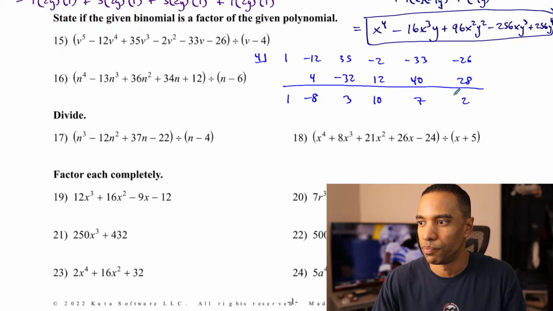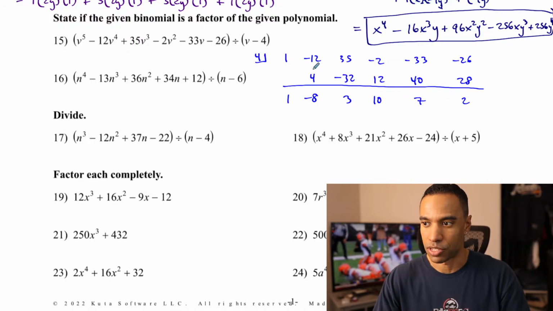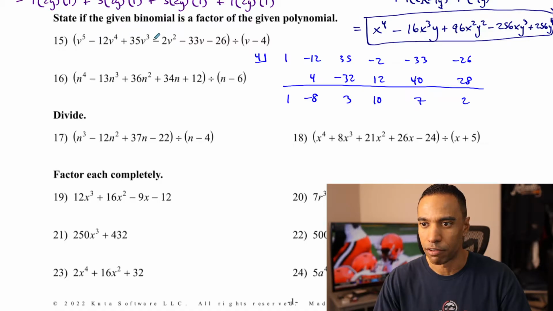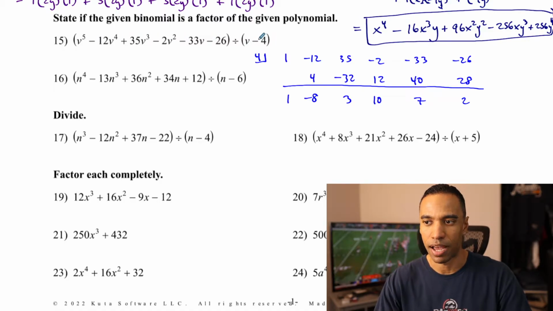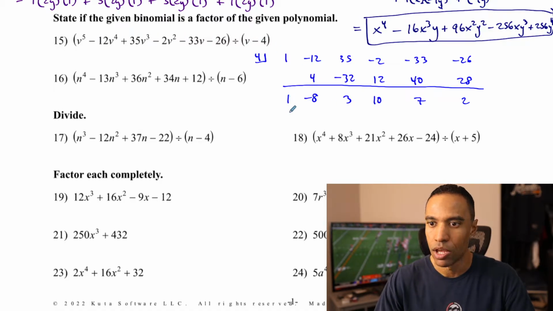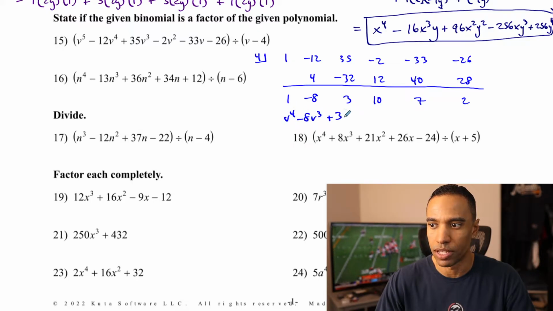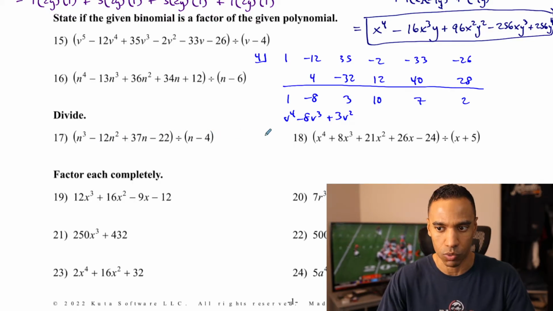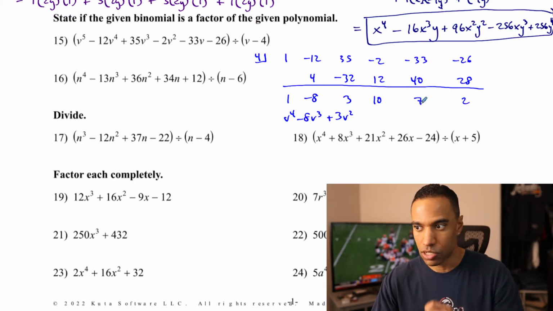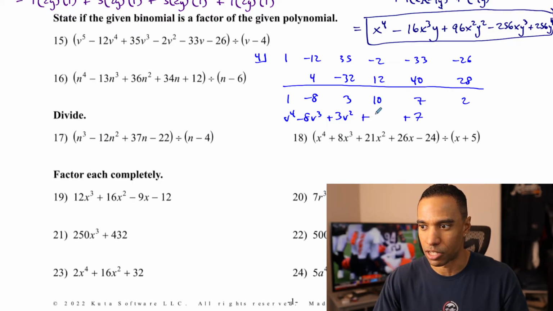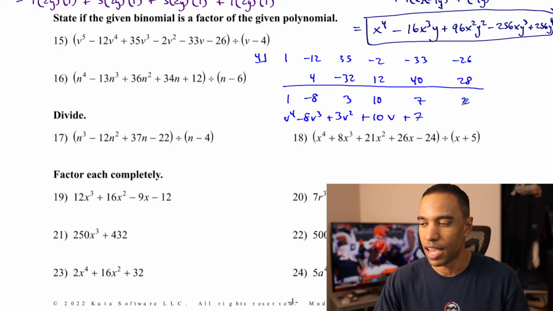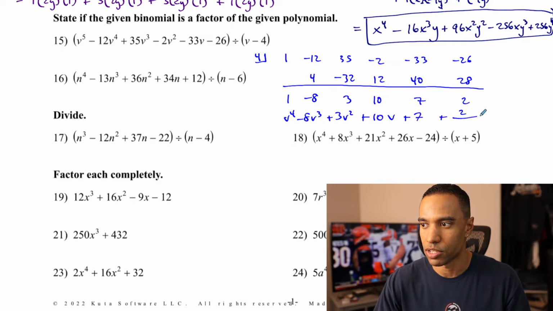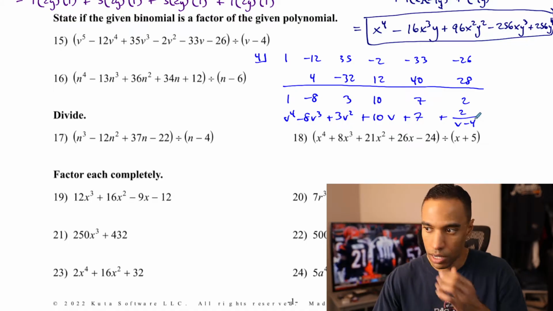And we get 2. Now when I divided this, v to the 5th divided by v minus 4, this became 1v to the 4th minus 8v cubed plus 3v squared. I'm not going to write the whole thing, so we'll do division later. This is the constant. It's plus 7. I guess I'll write it. Plus 10v plus 7. And there's a remainder of 2. This is plus 2 over v minus 4. There's a remainder of 2.